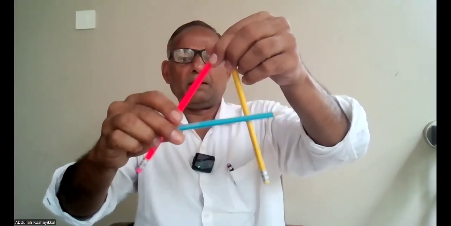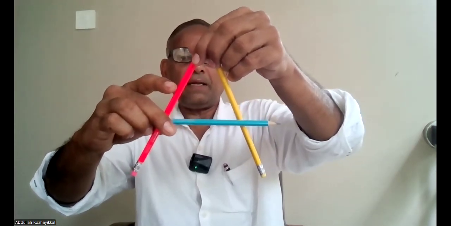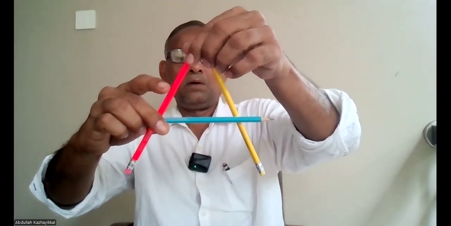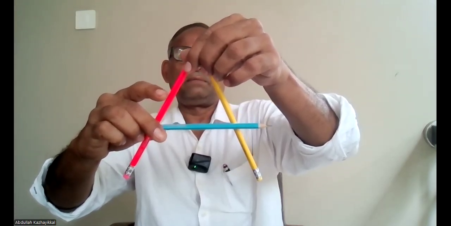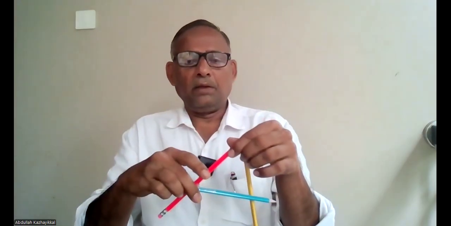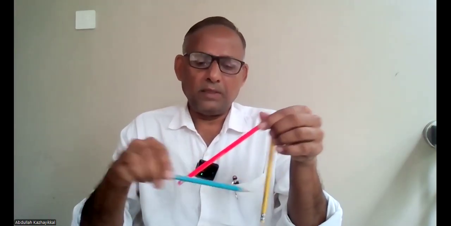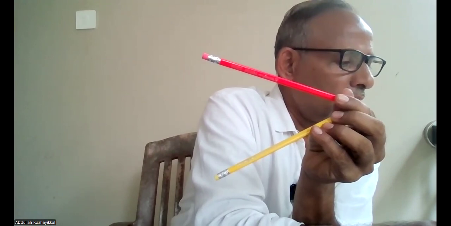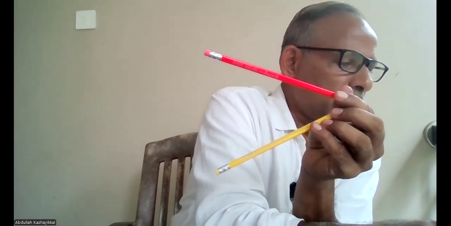It must be parallel. If it is parallel, then the ratio will be the same. If a line is drawn parallel to the third side of a triangle, this is the third side, I drew here one line, blue, then the other two sides are divided in the same ratio. That means here the ratio will be the same.